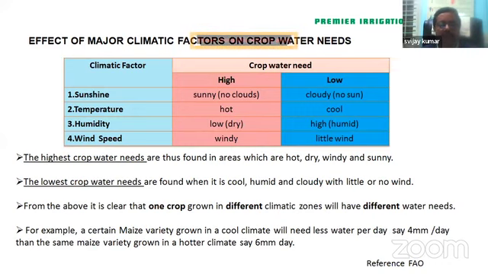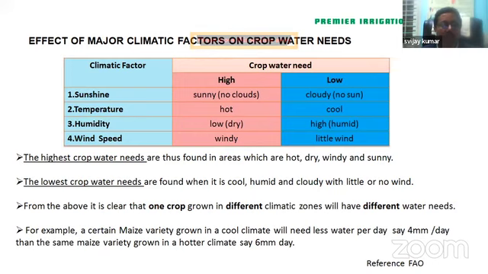So obviously we can understand the areas which are very hot, dry, and windy, the crop water requirement will be very high. And the lowest crop water need will be when it is cool, when you have cloud cover, when the humidity is very high. So that time the crop water needs will be very low. So from that, what do we conclude? We conclude the same crop grown in different climatic zones will have different water needs.